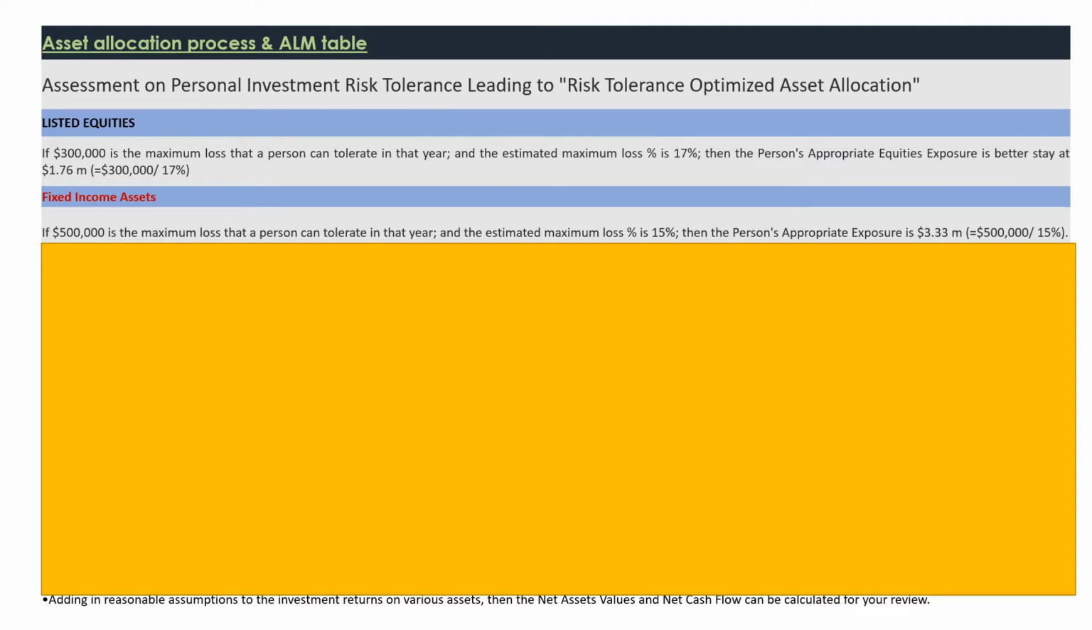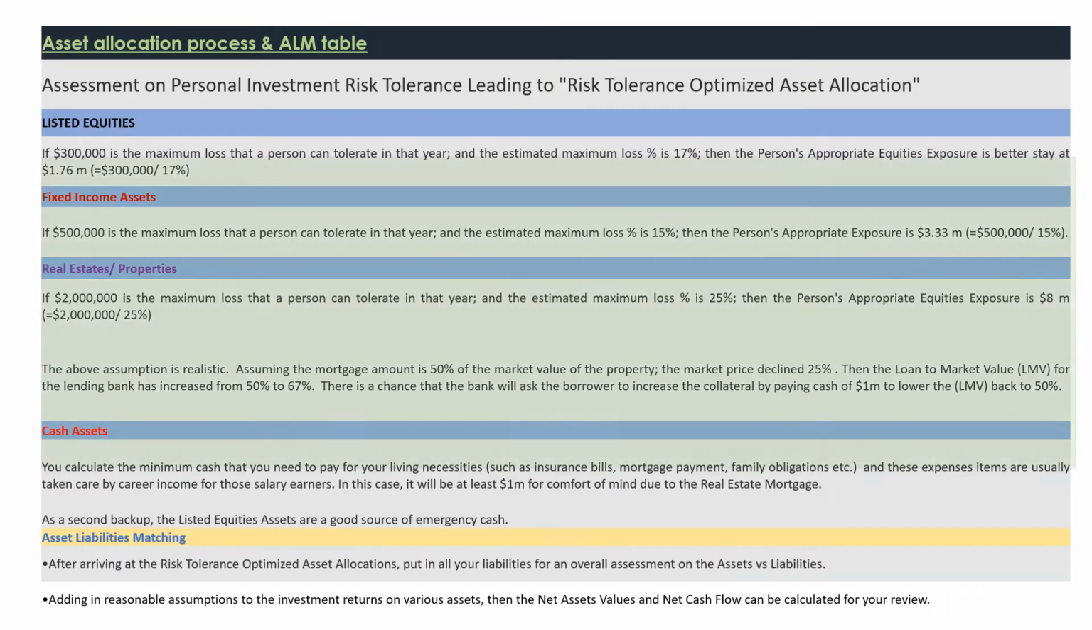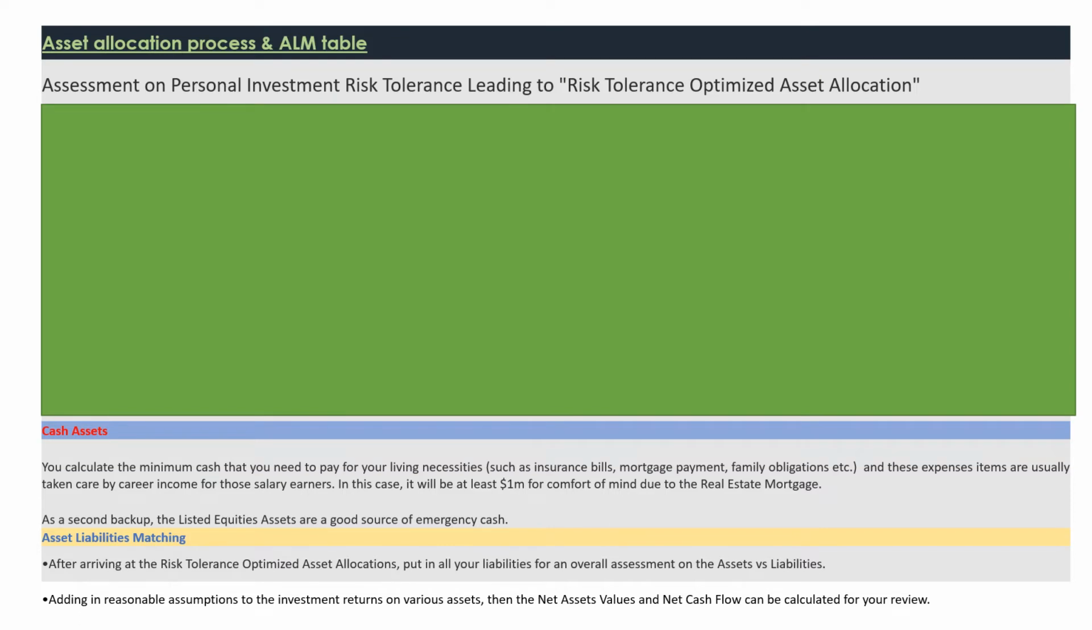Similarly, for fixed income assets and real estate, you can use a similar way to work back so that you can get your optimized asset allocation. Everyone should be in an optimized asset allocation situation. Otherwise, you need to change it. Okay, the cash similarly.